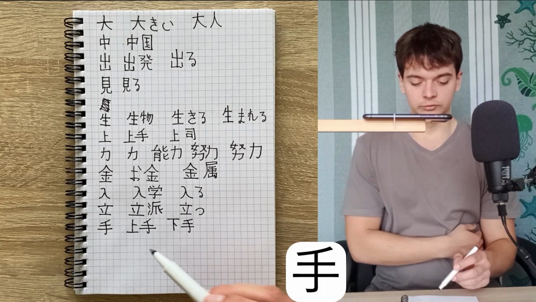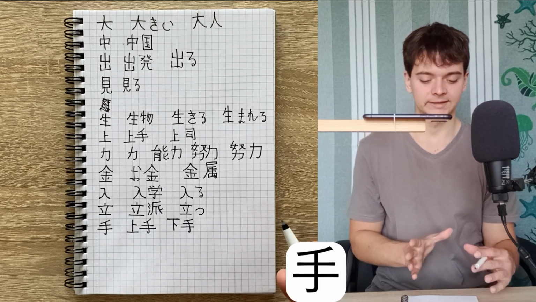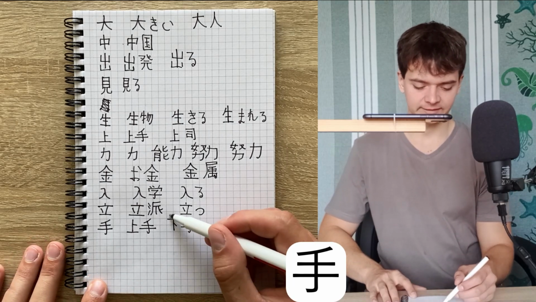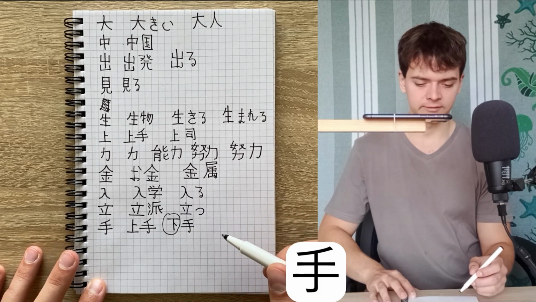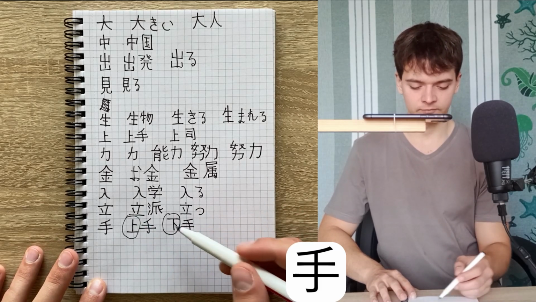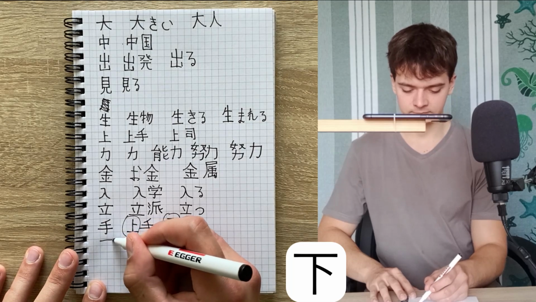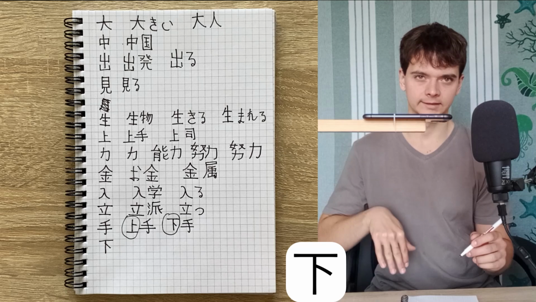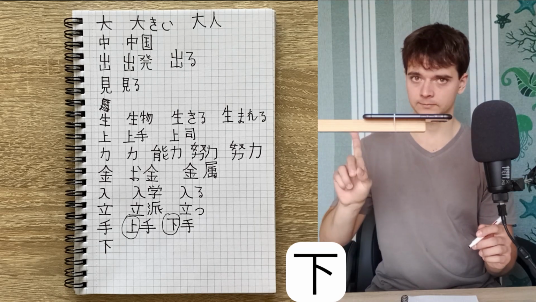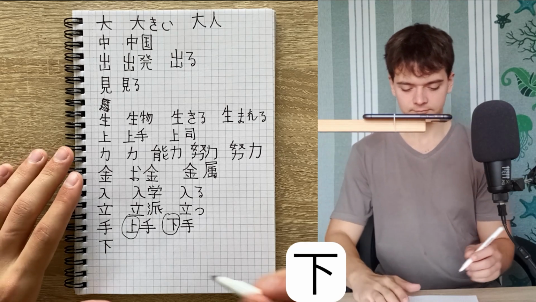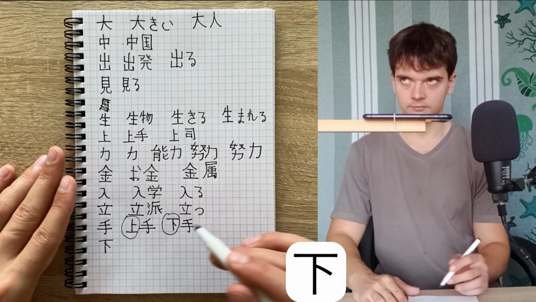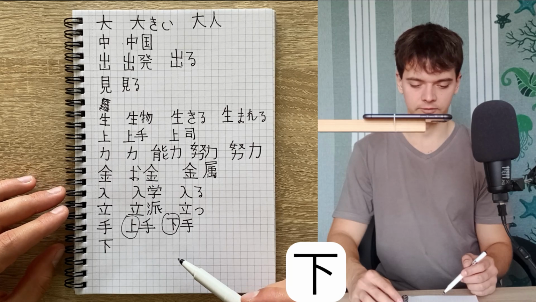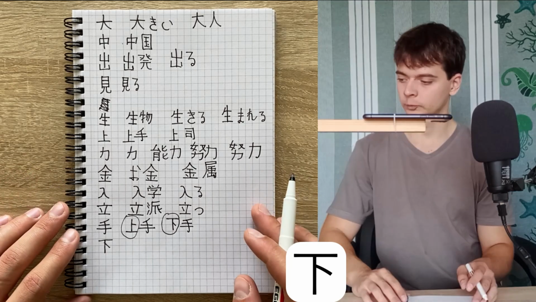Jozu, to be good at something. Heta, to be bad at something. That's because it uses this kanji, and it's the opposite of this kanji. Shita means below or under. So ue, shita. For example, teburu no shita ni, or wherever shita ni.